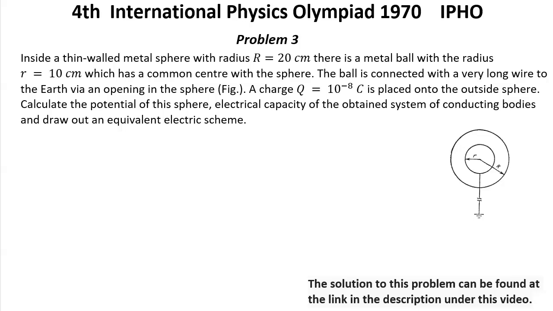ball with the radius small r equal 10 centimeters, which has a common center with the sphere. The ball is connected with a very long wire to the earth via an opening in the sphere. A charge big Q equal 10 power negative 8 coulomb is placed onto the outside sphere. Calculate the potential of this sphere, the electrical capacity of the obtained system of conducting bodies, and draw out an equivalent electric scheme.